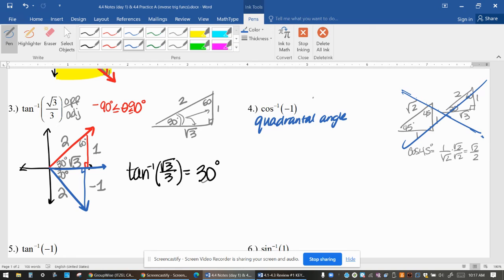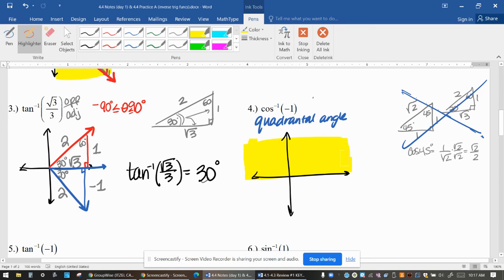Okay, so if it's a quadrantal angle, let's focus on our restrictions. We are restricted between quadrants 1 and 2, between 0 and 180, right? So we know it's a quadrantal angle, so it's got to be one of these ordered pairs. Remember that x is your cosine and y is the sine. They're asking me for the cosine inverse of -1. So essentially, we're asking what angle has a cosine, aka x value, of -1.